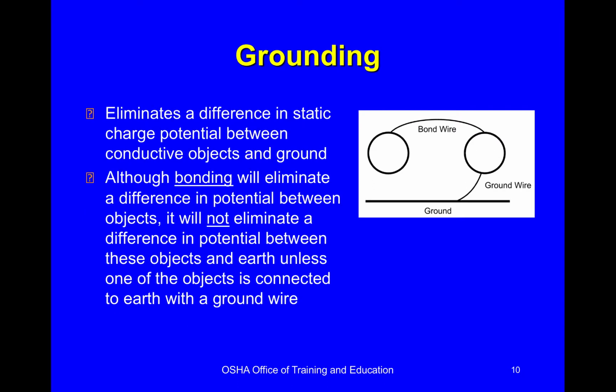Grounding eliminates the difference in static charge potential between conductive objects and the ground. Although bonding will eliminate the difference in potential between objects, it will not eliminate a difference in potential between these objects and Earth unless one of the objects is connected to the Earth through a ground wire.